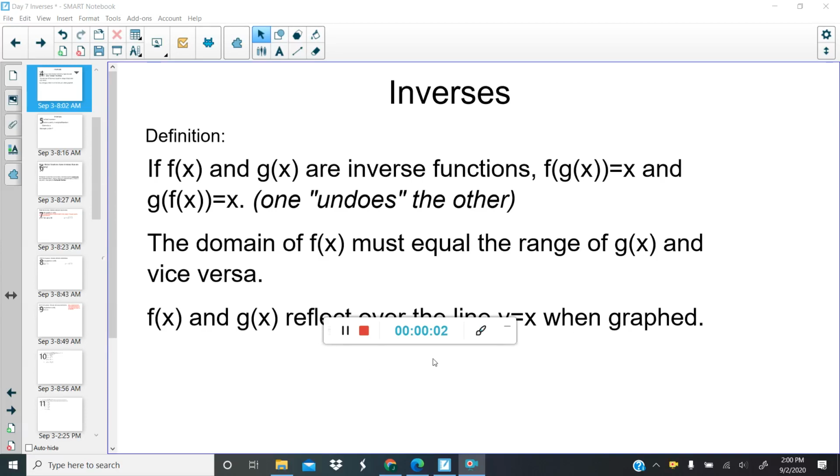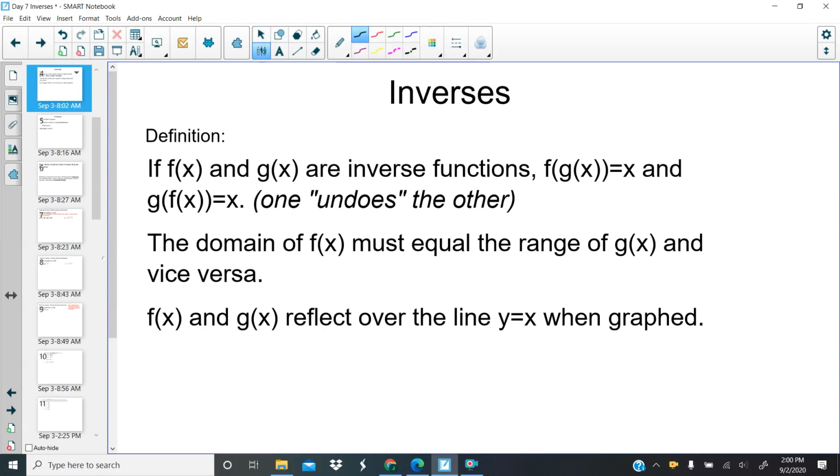So today we are going to talk about inverses, which you learned a little bit about in Math 3. By definition of inverses, if f of x and g of x are inverse functions, then f composed with g of x is going to equal x, and g composed with f of x is also going to equal x. That's kind of just saying one function is going to undo the other one, and we're going to talk about that tomorrow.